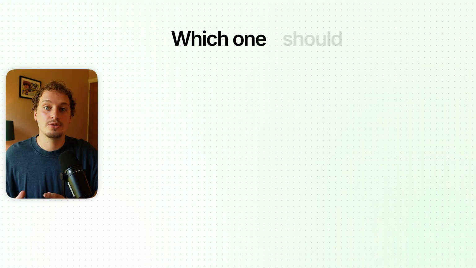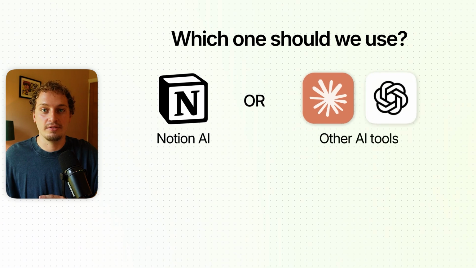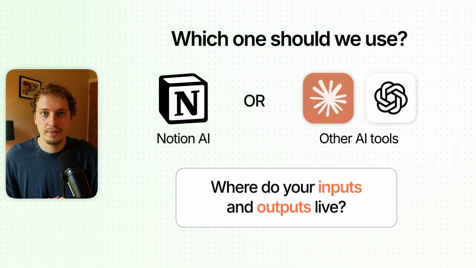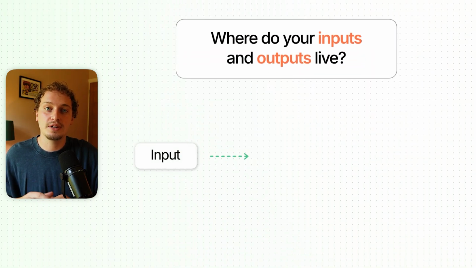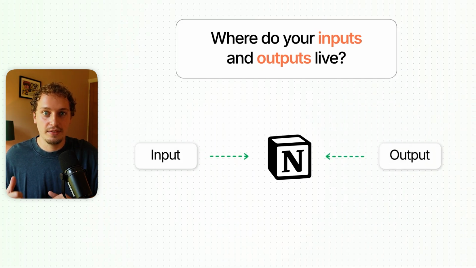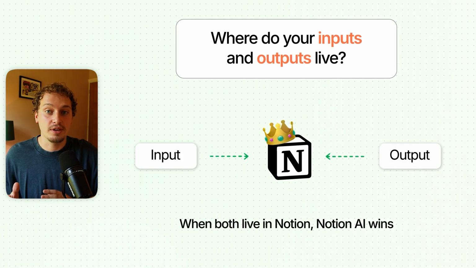Before we get into the 3 levels, I want to answer the question you're probably already thinking. Should I use Notion AI or some other kind of AI? And it's a fair question. So let me give you an honest answer rather than just telling you Notion is the best at everything, because it isn't. The deciding factor is where your inputs and outputs live. If the information you're working with is already inside Notion and the thing you're creating is going back into Notion, that's where Notion AI wins, and it's not even close.